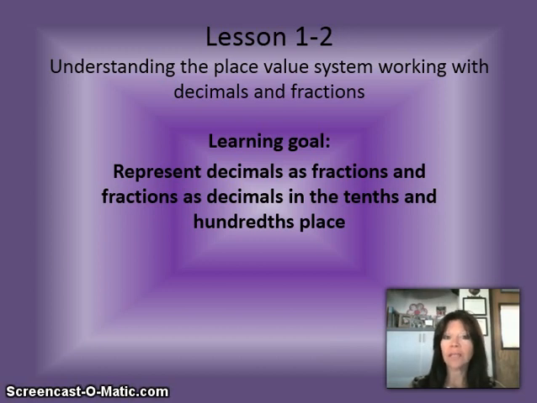Your goal today is to understand the place value system working with decimals and fractions. And your learning goal, as we need you to understand it, is to represent decimals as fractions and fractions as decimals in the tenths and hundredths place.